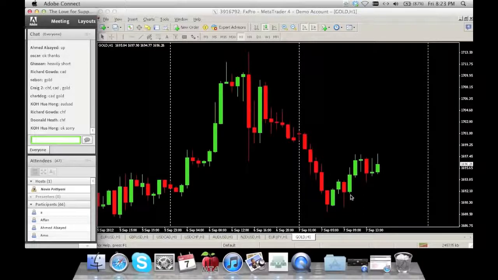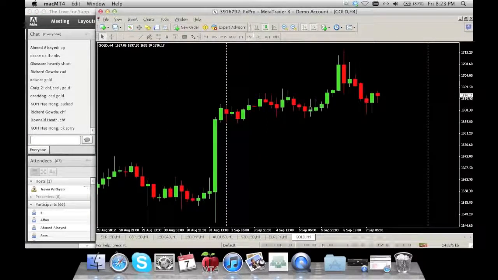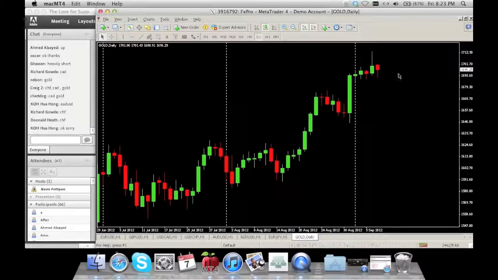So we take a look at gold. The 1 hour chart is not indicating much. Take a look at the 4 hour chart. The 4 hour chart is indicating a nice long, right? We then went down to the daily chart. The daily chart is indicating a trend continuation, which is still pending.